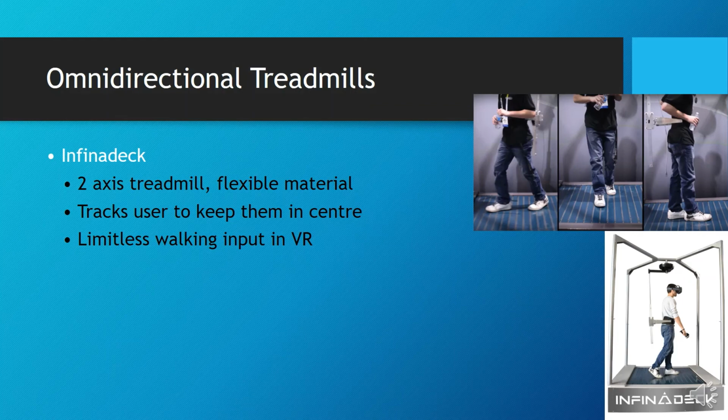Moreover, we also have the omnidirectional treadmill. It looks like a normal treadmill, but it actually supports as an input device for virtual reality. In this example, the omnidirectional treadmill is the Infinadeck. The Infinadeck has a 2 axis treadmill and is made from flexible material. When it starts working, this treadmill can track the user so that the user keeps themselves in the center of the surface. It has a limitless walking input in VR.